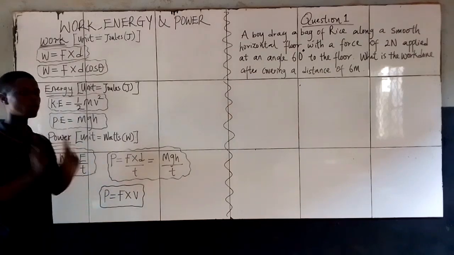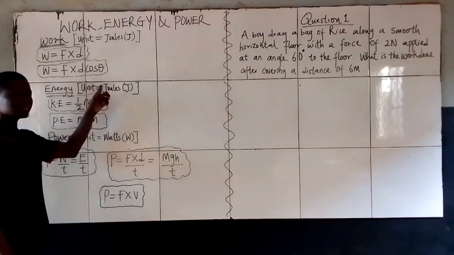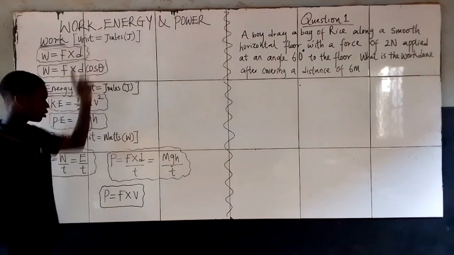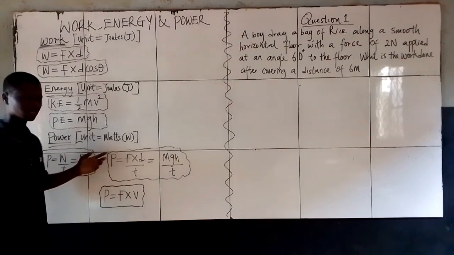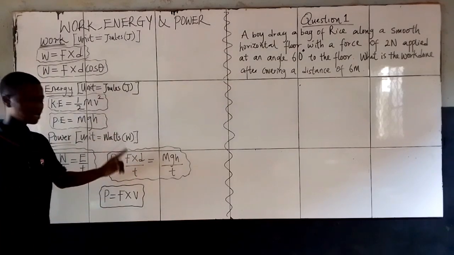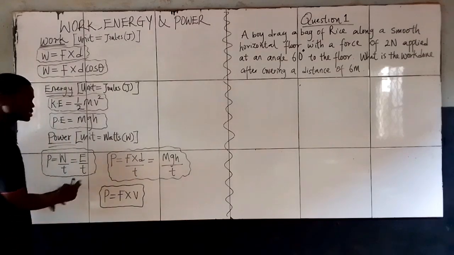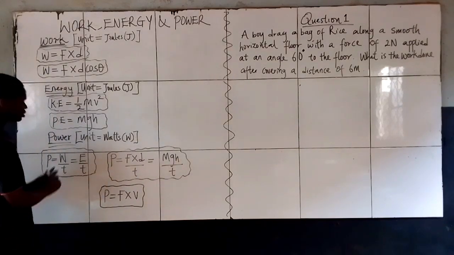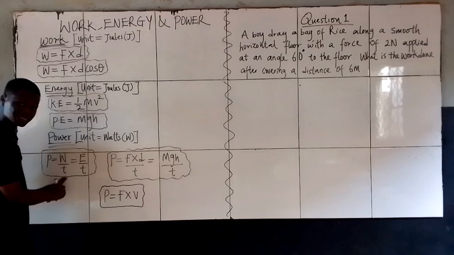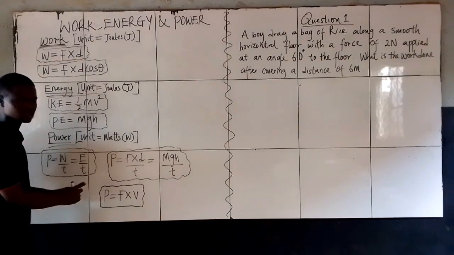Then straight ahead, let's get to power. The unit for power is different from that of energy and work. What is the unit for power? It's watts, symbolized as W. Now the major formula for power is this: power is equal to work done over time taken, or you say energy over time.